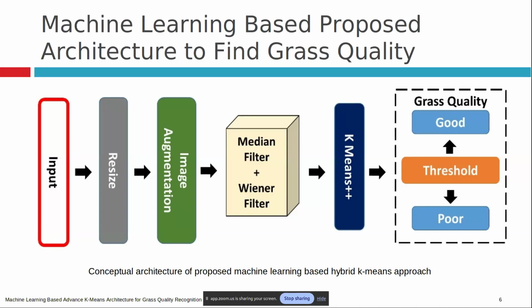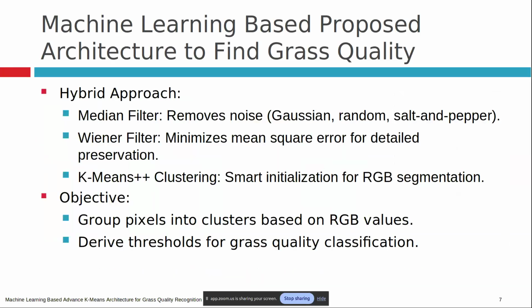Once we get the exact image of the grass along with the perfect color of the grass as seen in the photograph, we implement the k-means plus plus algorithm, which identifies the RGB format. We have a data set where we identify this RGB range where the grass is considered fresh, or the range of the RGB format considered non-fresh. So this is an entirely hybrid approach.